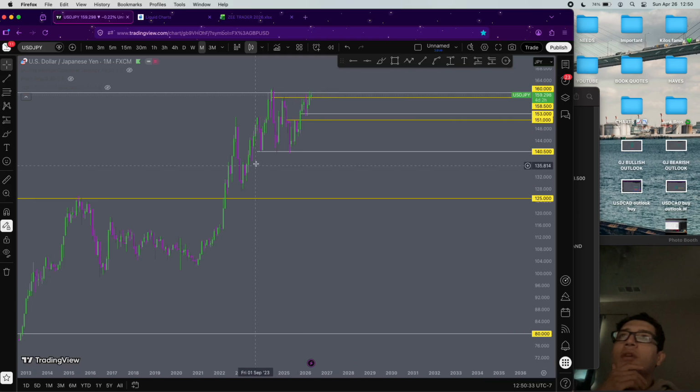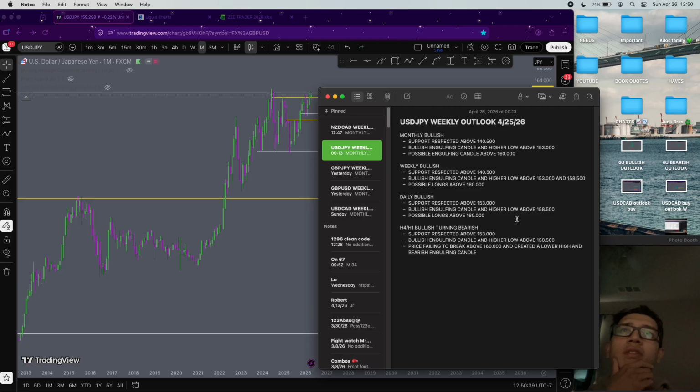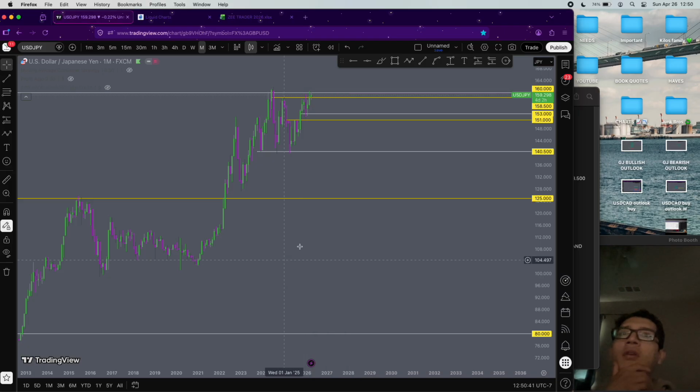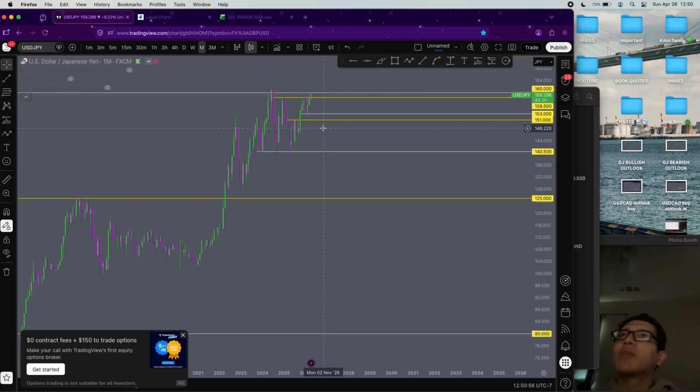So on the monthly, you could already see fully bullish, support respected above 145.00. Actually, you can pause this and read it. We have a bullish engulfing candle and a higher low above 153. The next possible target is 160, 162. This is the main high at 160, 161, but 162 technically. So the next target is literally 162 on the monthly.